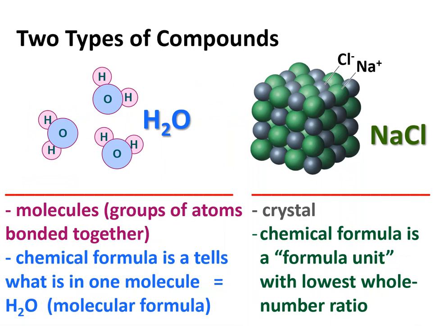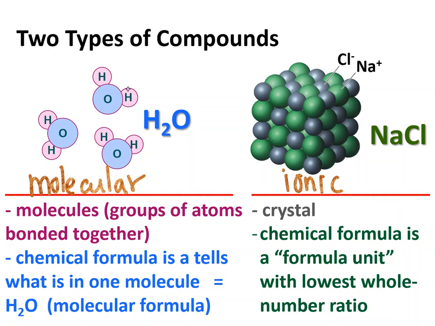Okay, when we go to write formulas and name compounds, one thing we have to think about is that there are two different systems for doing that. And the division is on these main two types of compounds. There are molecular compounds and there are ionic compounds. And they're very different as far as their properties go.